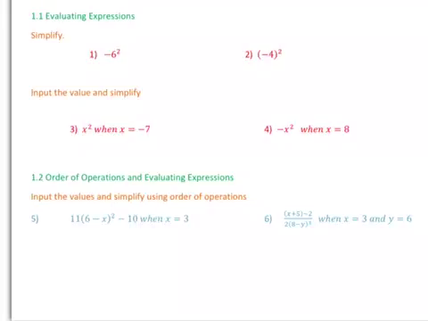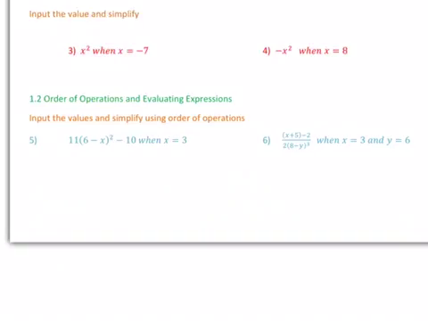Negative 6 squared: 6 times 6 equals 36, so negative 36. Negative 4 squared equals 16. Take the opposite of 6 squared. Square negative 4, when you put it in the parentheses. Negative x squared when x equals 8: negative 8 squared is 64, take the opposite and make it negative 64.